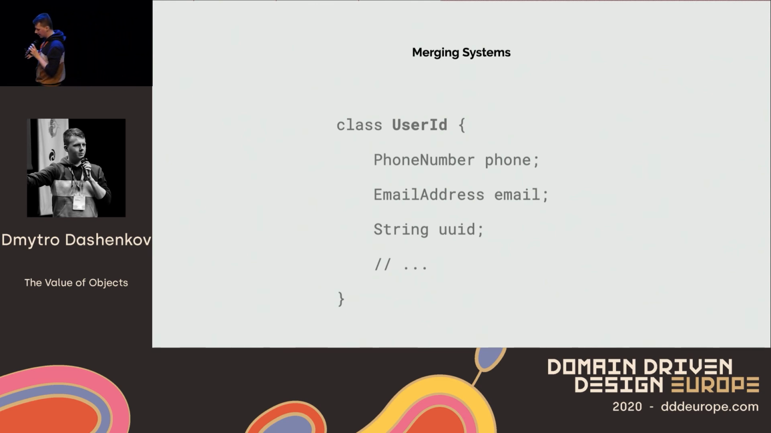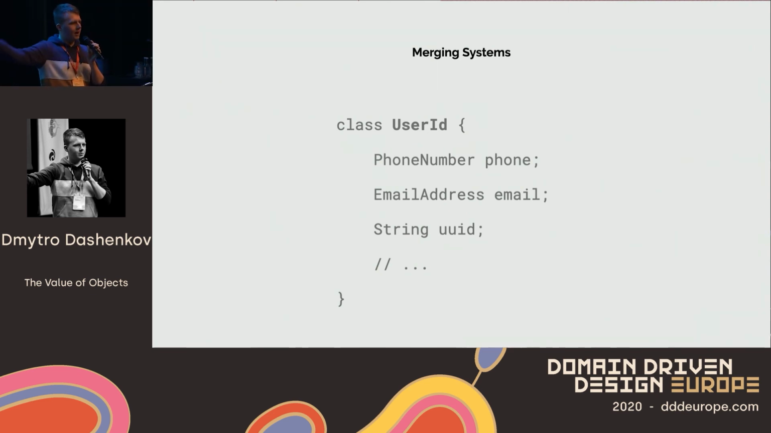Another use case is when you're trying to merge two independent systems together and you have different IDs from different systems. So if you have a phone number as an ID in one system, an email in another system, and a UUID value in the other system, you combine them into one object and then deal with the complexity of choosing one inside the value object.